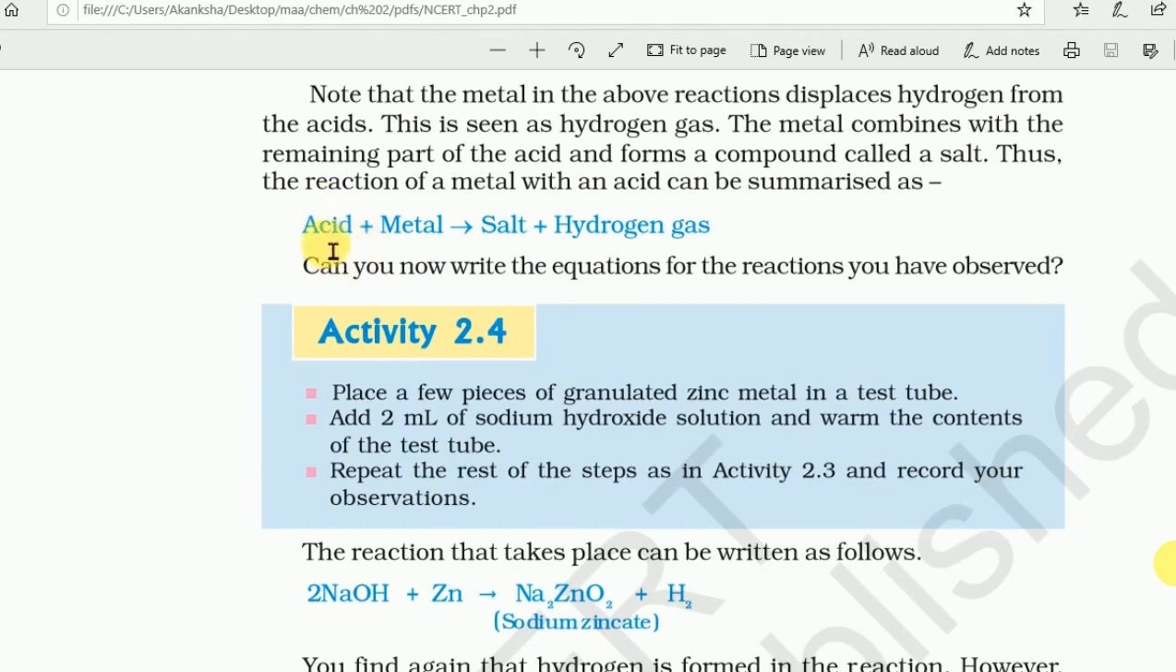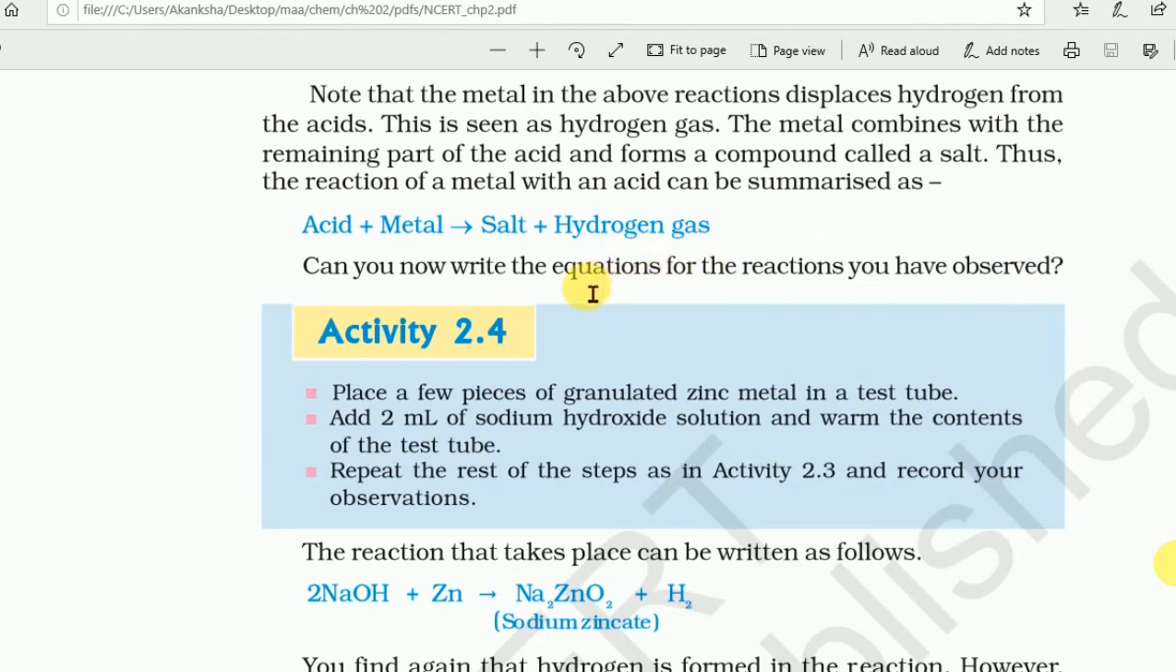Here we will use HCl, we may use sulfuric acid H2SO4, hydrochloric acid HCl, we may also use acetic acid, that is CH3COOH. So acid plus metal will give us salt. I would like to make a correction here. Metallic salt. Write down, instead of writing salt only, write metallic salt. So acid plus metal will give us metallic salt plus hydrogen gas.